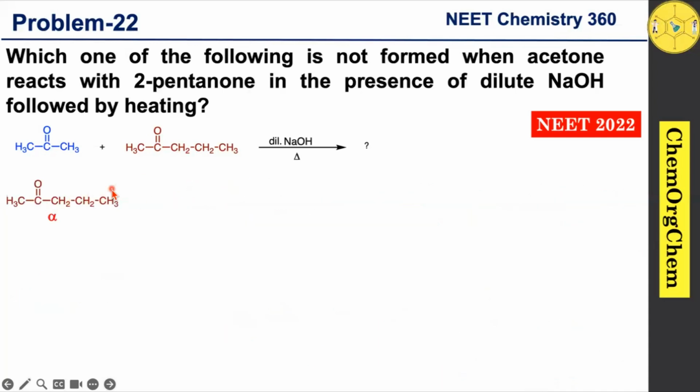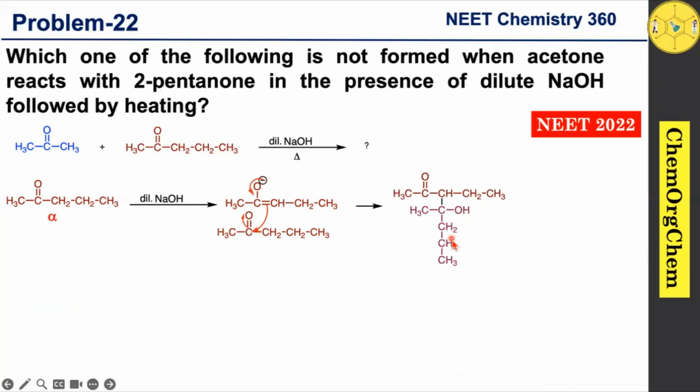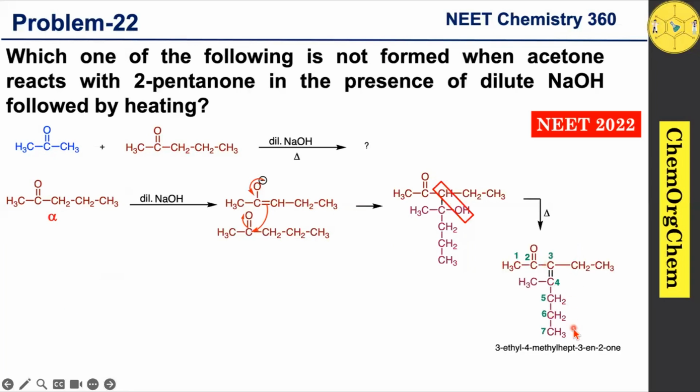So this time base could take the proton from this alpha carbon, which could produce this corresponding intermediate species, which then reacts with another 2-pentanone molecule, which produces this corresponding intermediate. So when we heat this reaction, one of the water molecules is eliminated from here, which produces this corresponding alpha beta unsaturated compound. The name of the compound is 3-ethyl 4-methyl hept 3-ene 2-one.